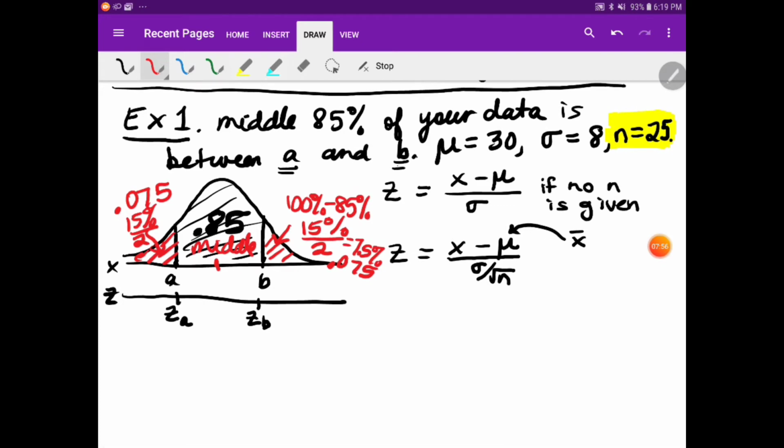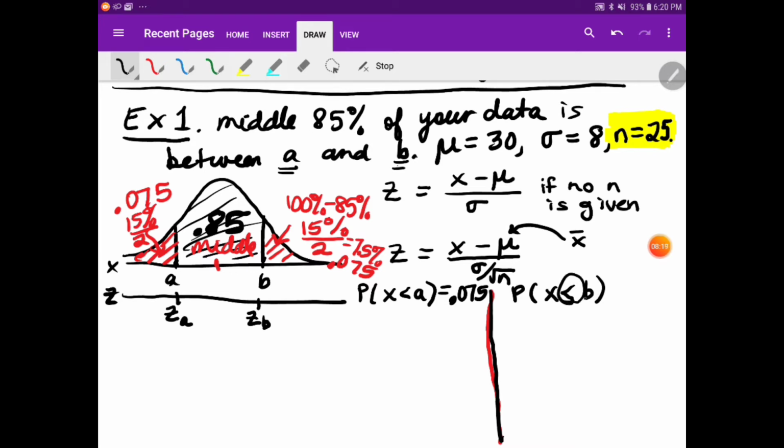Now, how did we go backwards from area? So basically, we're going to have 2 sections here. One is I know that the probability that x is less than a is 0.075. And then remember that in order to use the notation better, it's nice if we can do the less than on both of them. So I'm going to shade this less than b in blue. So I would need this whole area in blue.